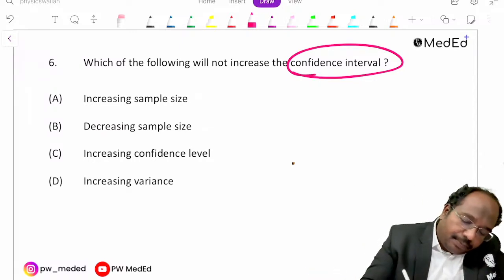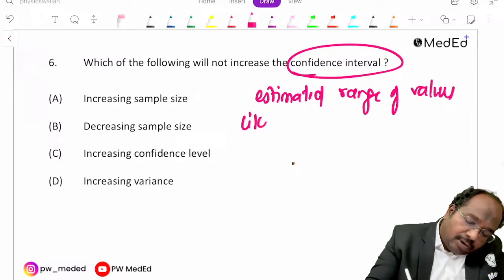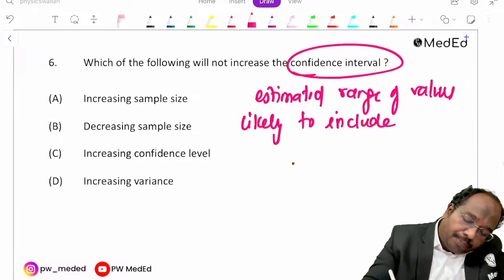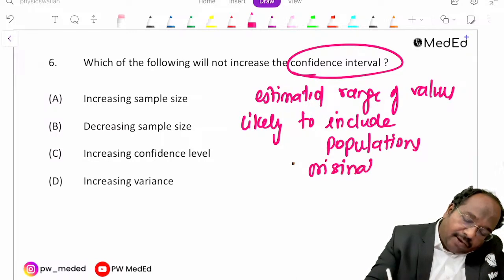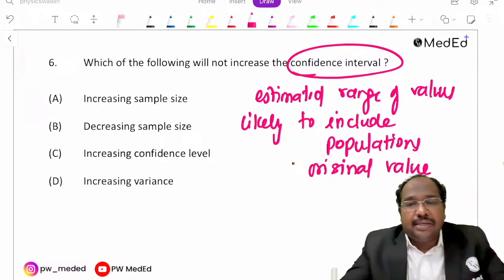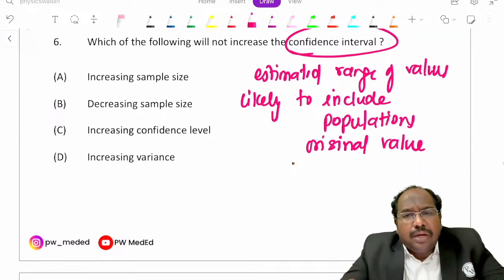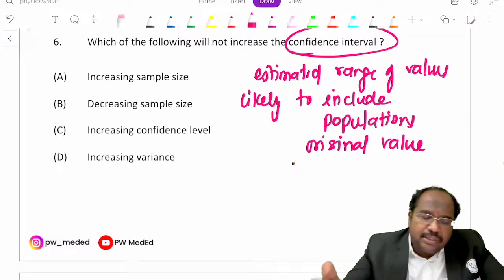So what is this confidence interval? It is the estimated range of values likely to include the population's original value. So this is confidence interval: an estimated range of values likely to include the population's original value.